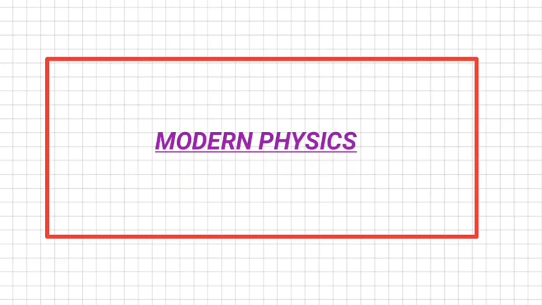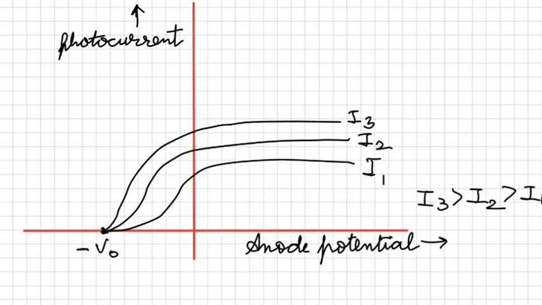In our previous class, we started with modern physics. Now this graph we have discussed in our previous class is plotted with photocurrent against the anode potential. We saw that if I3 was greater than I2 and I2 was greater than I1, we have the following type of distribution curve, which shows that I1 is at the lowest point on the graph, then I2 is at a higher point, and then I3.